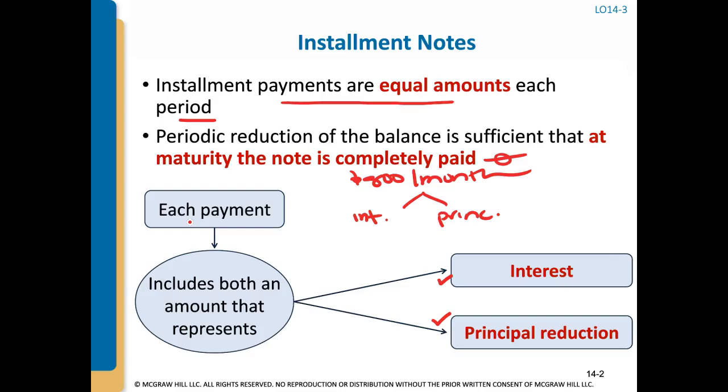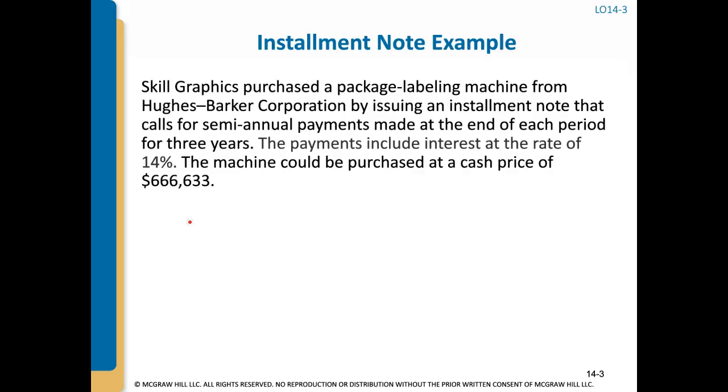Every month you have some portion going to interest and some portion going to principal, but the allocation between interest and principal changes every month. However, your payment remains the same. You still pay $800 per month. That's called an installment note. Let's go through an example.